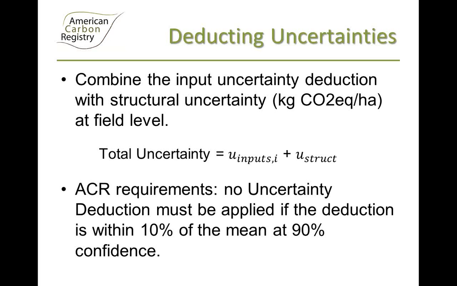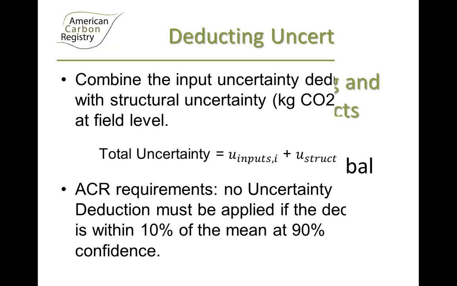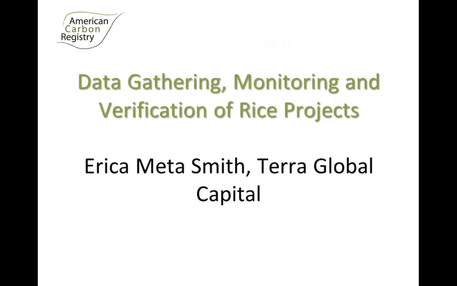So we then do that at the project level. So we have, on a field-by-field basis, the estimate of uncertainty due to inputs. Then we have the program estimate, which is the structural estimate of uncertainty based on total area or total number of fields in the program. And that's how we do the calculation of uncertainties.